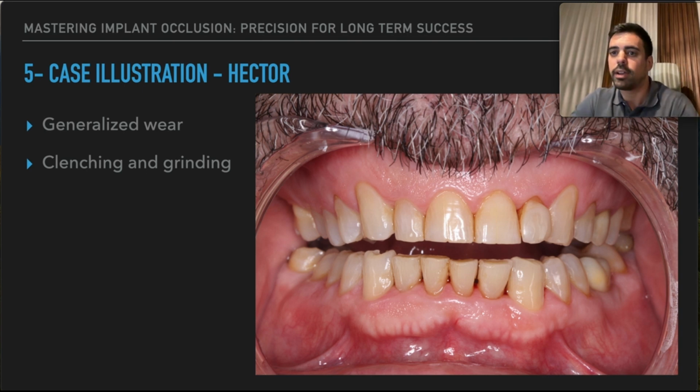So I'm going to try and illustrate everything in one case. I think it's a nice case to show because it has a bit of everything. So this case is Hector. He's got generalized wear, and he's got some parafunction. He does clench, he does grind. He's 58 years old, and he's been doing that for many years.